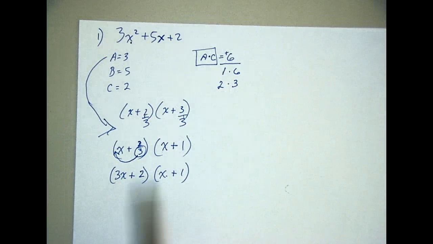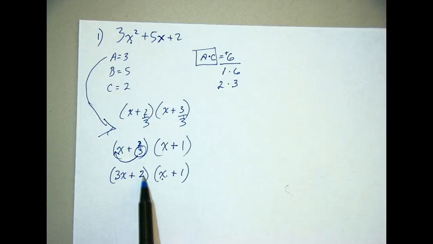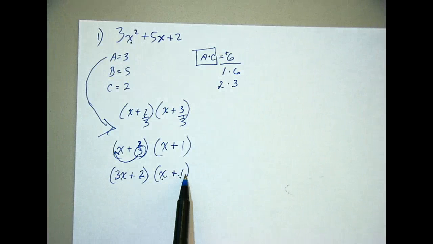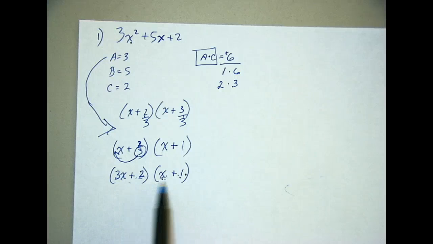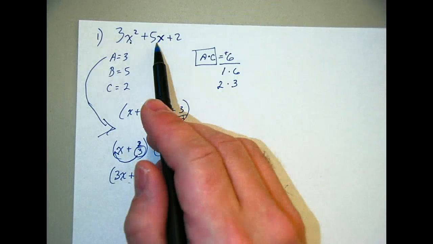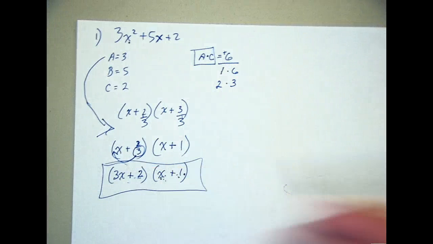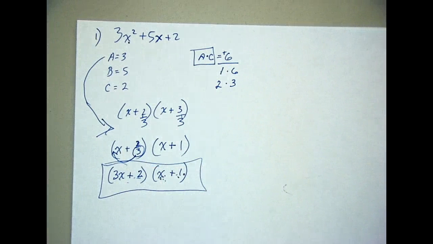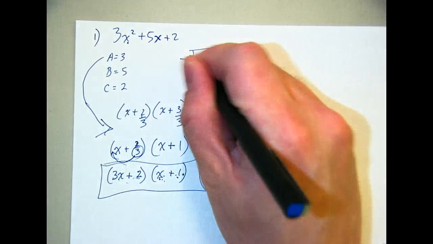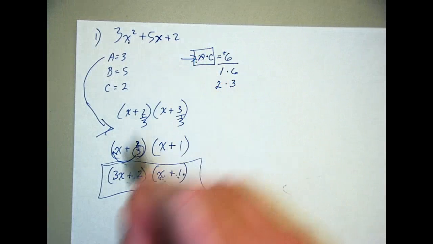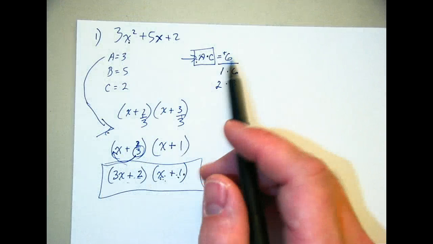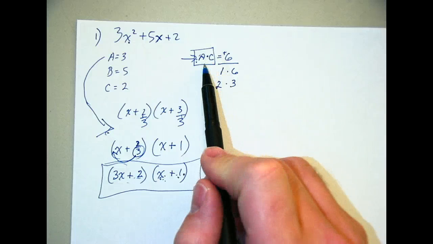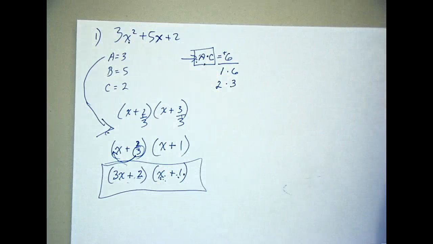Do we get 3x squared? What's 3x times 1? 3x. What's 2 times x? 2x. 3x and 2x is 5x. Hey, we've done it. There it is. So the two new steps: multiply a by c, and then we have to divide by a. Seems like we're wasting our time. However, it helps us out. We multiply by a at the beginning and divide by a at the end.